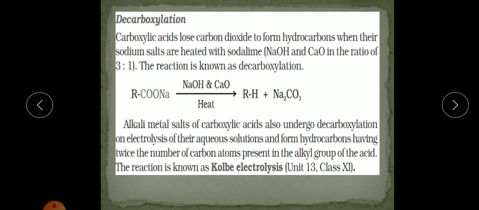So carboxylic acids lose carbon dioxide to form hydrocarbons when their sodium salts are heated with soda lime. This reaction is called decarboxylation. Alkali metal salts of carboxylic acids also undergo decarboxylation on electrolysis of their aqueous solution and form hydrocarbons having twice the number of carbon atoms present in the alkyl group of the acid. This reaction is called Kolbe's electrolysis, which we have already studied in class 11. Fine.